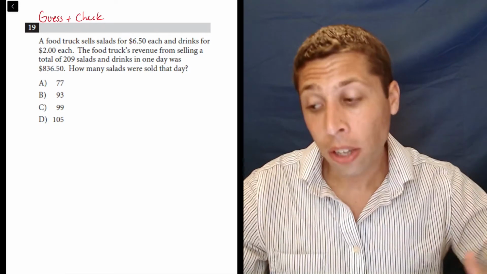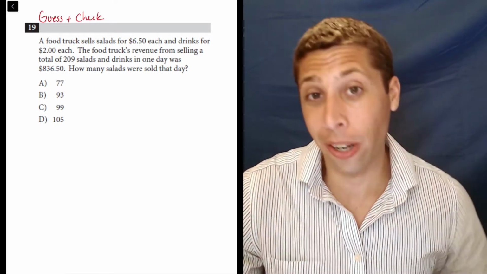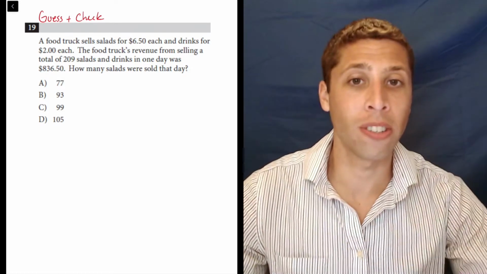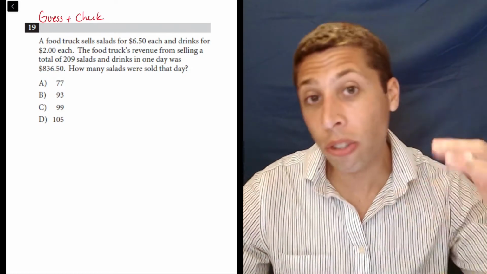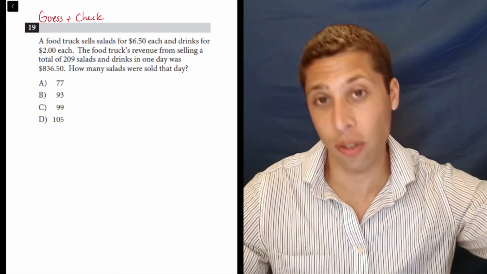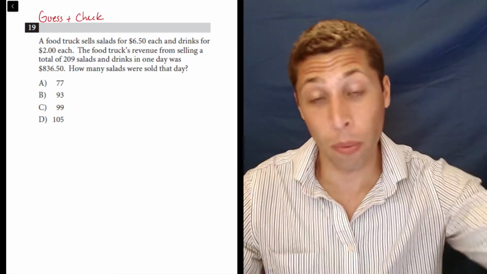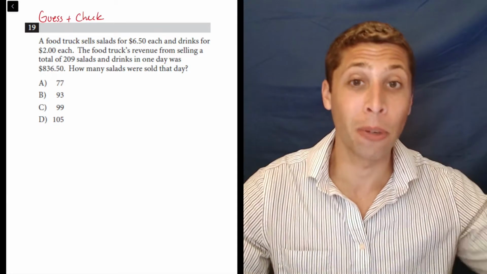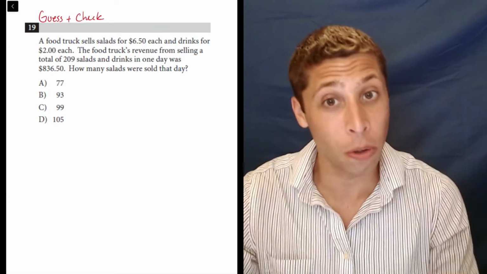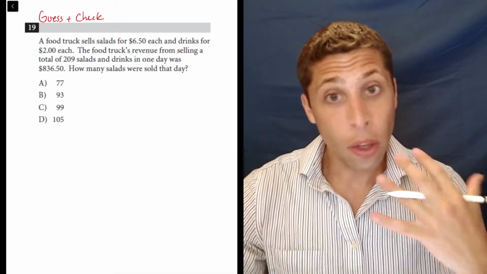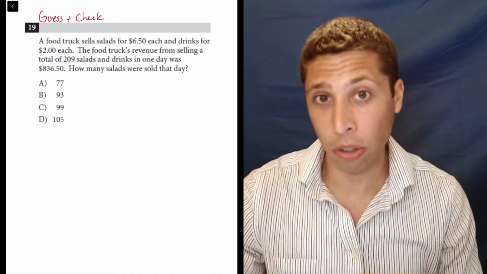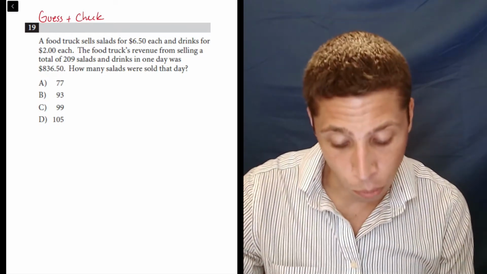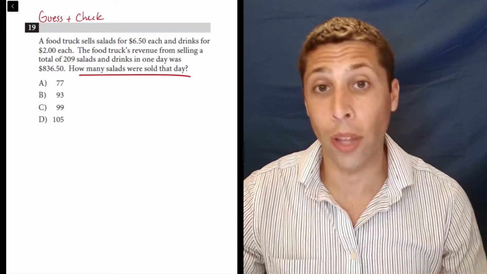Yes, you do want to know how to generate the equations, but there will be many more questions that aren't like this where you still should be recognizing that guess and check is the way to go. And that is what we want: how do you get out of a jam? How do you fix the problem when you're confused and still be able to do the question? So the question is confusing, but the answers are very straightforward, right? They're just simple numbers, and they represent something simple as well. How many salads were sold that day?